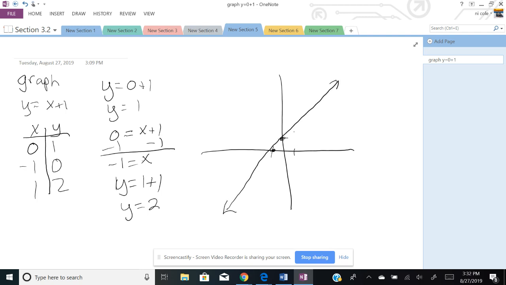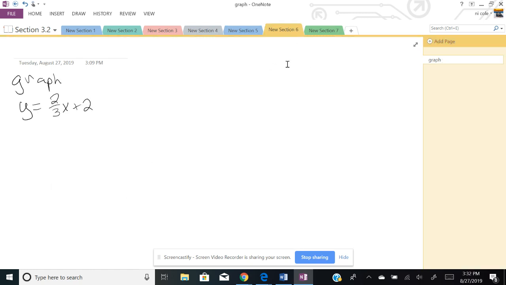Lucky for you guys, Math Excel does this. And then I'm going to check, is my point 1, 2 on that line? Yes. So hopefully I got all my math done correctly. All right. What about this problem?